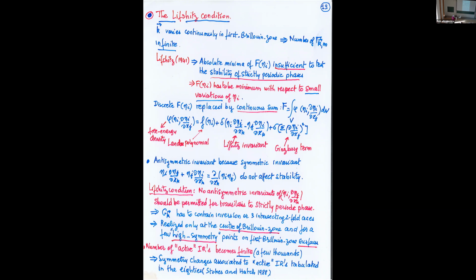Now, the Lifshitz invariant is an anti-symmetric combination of eta, the order parameter component, and the derivative of the order parameter component. Why anti-symmetric?